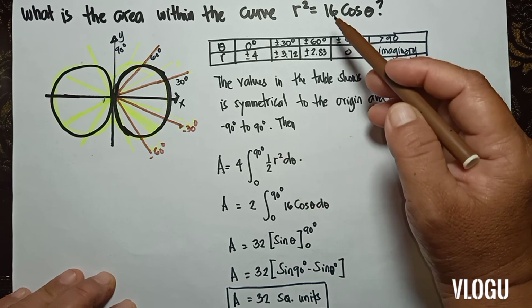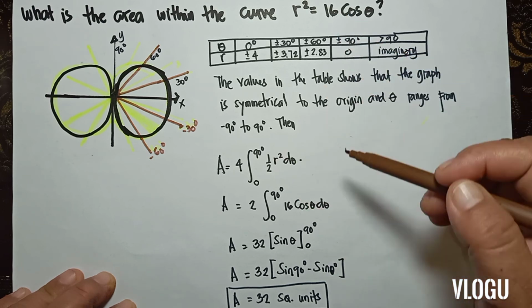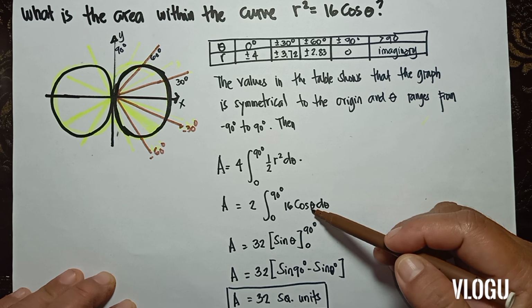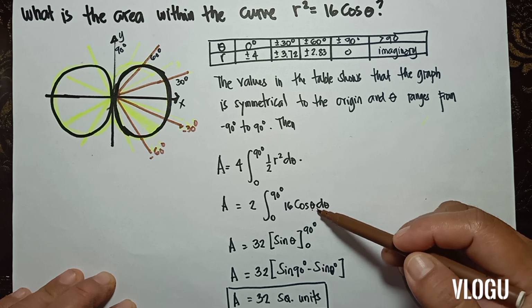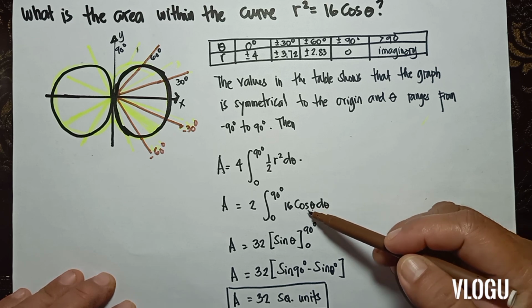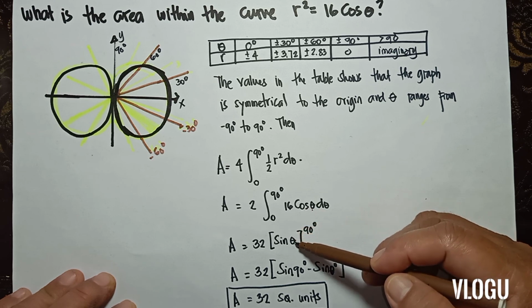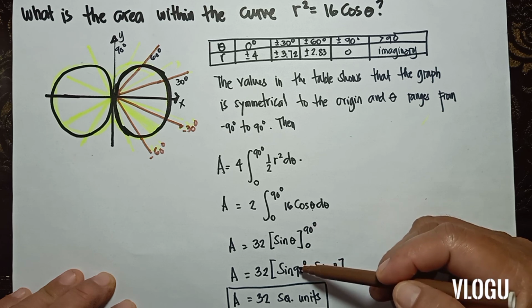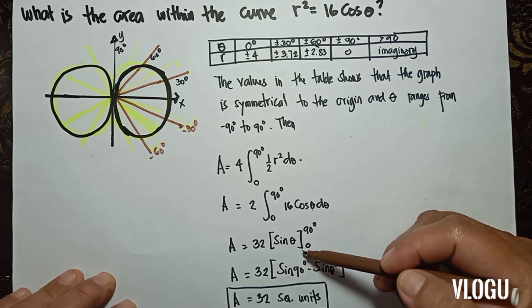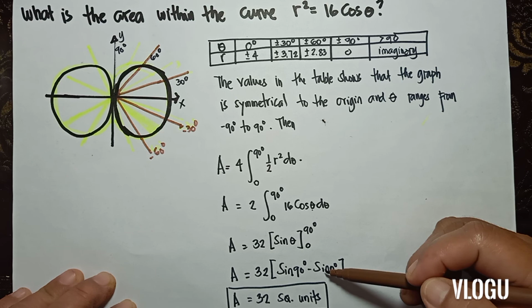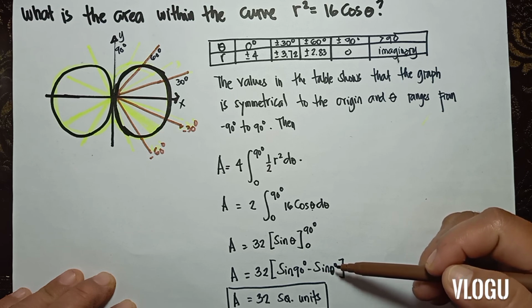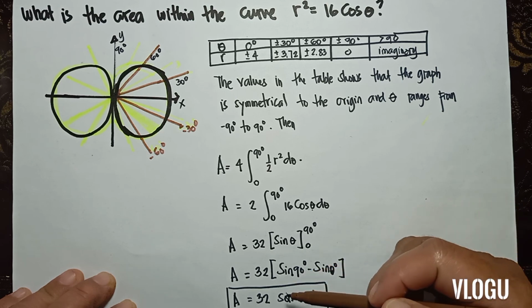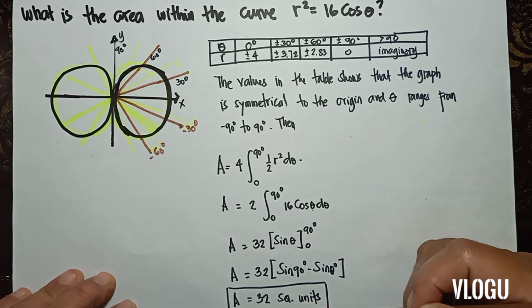So r squared, that is equal to 16 cosine theta. So u is equal to theta, du is equal to d theta. So the integral of cosine, that is positive sine theta, evaluated from 0 to 90 degrees. Sine 90, that is 1. Sine 0, that is 0. So therefore, you will have an answer of 32 square units. Okay, that's it.